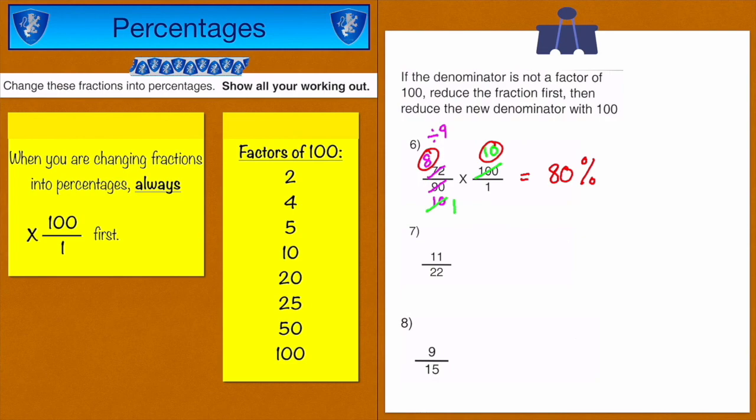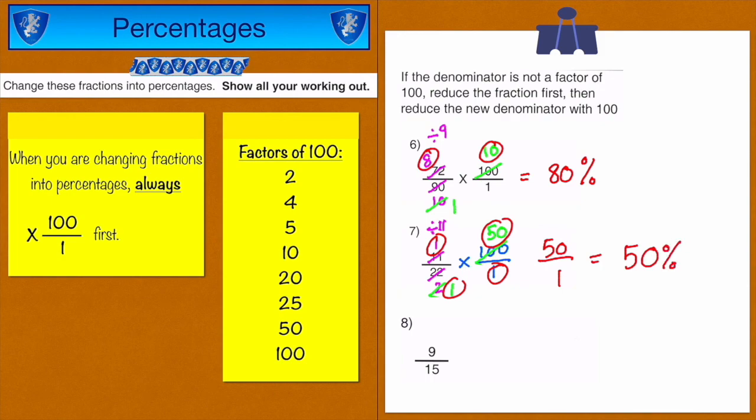Right, number 7. First of all, remember, always write times 100 over 1. 22 is not a factor of 100, so we need to reduce this fraction. Now those are both in the 11 times table, so if we divide by 11, we've got 1 times 11 and 2 times 11. 2 is a factor of 100, so we can reduce it diagonally now. So we can say that's 1 times 2, and that's 50 times 2. And that leaves us with 1 times 50 at the top, 1 times 1 at the bottom, so your answer is 50%.